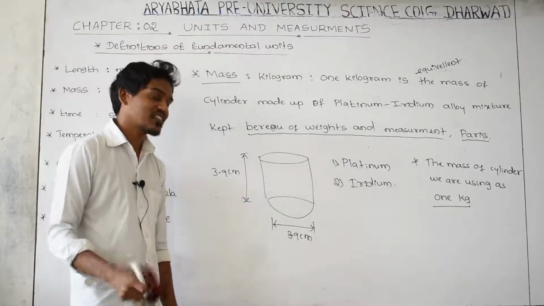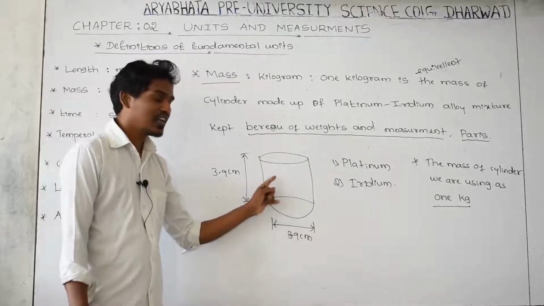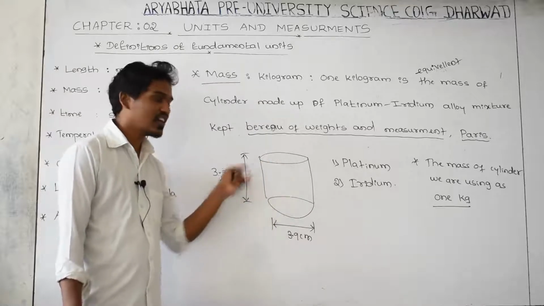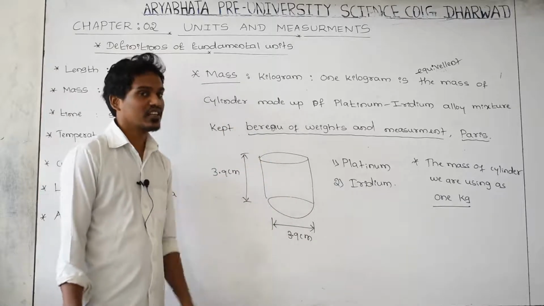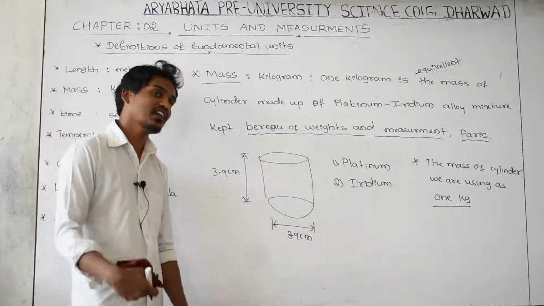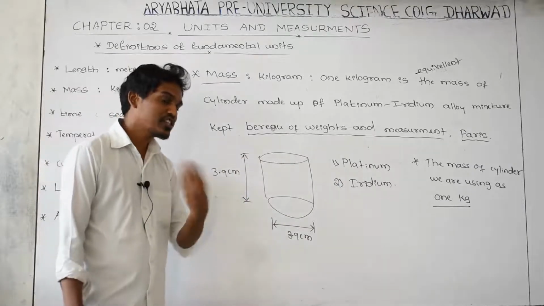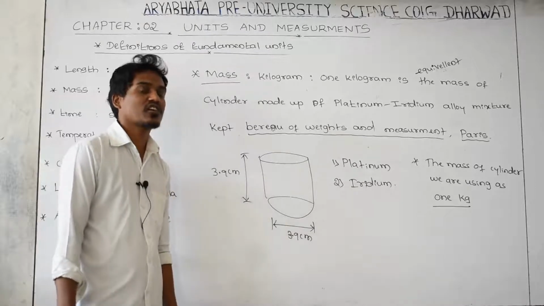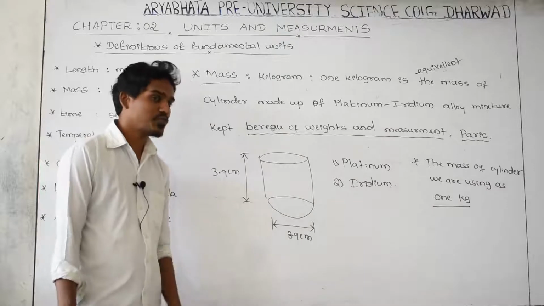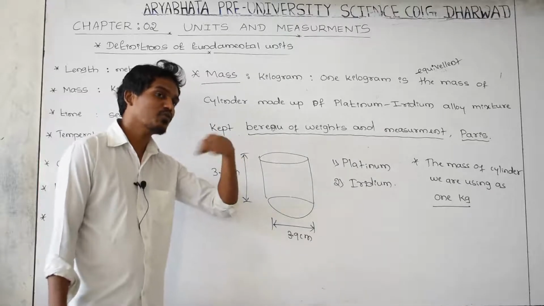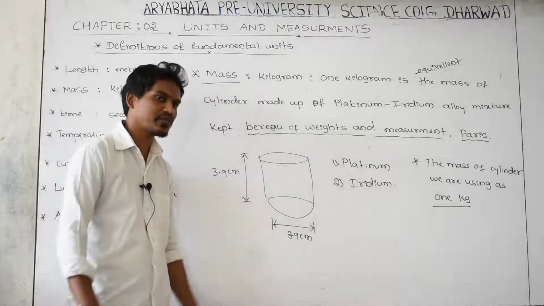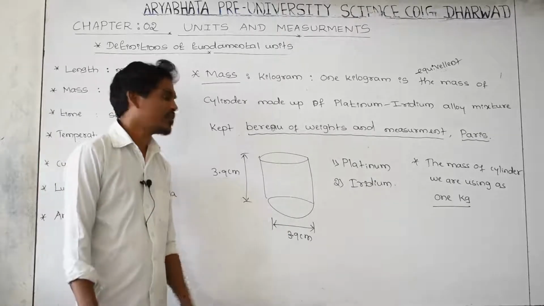1 kg mass means the mass of the cylinder in Paris is taken as 1 kg, because its mass never changes. Now when you define length, which quantity are you taking as a reference? That is not a quantity, that is the speed of light. Why are you taking the speed of light to define 1 meter? Because the speed of light in this universe never changes. That's why we are taking the speed of light as a reference.